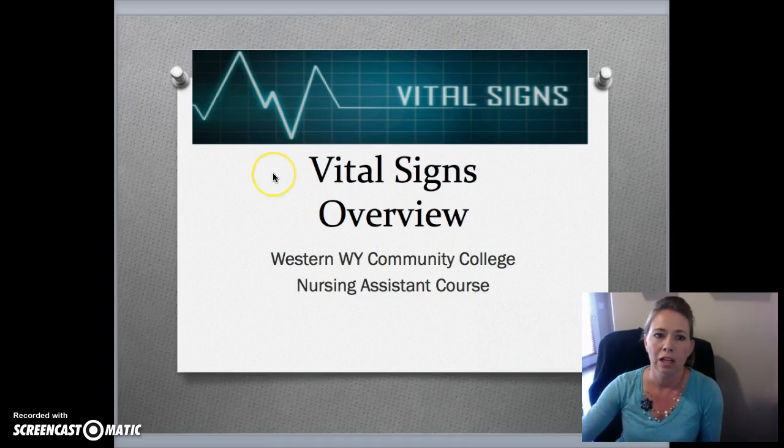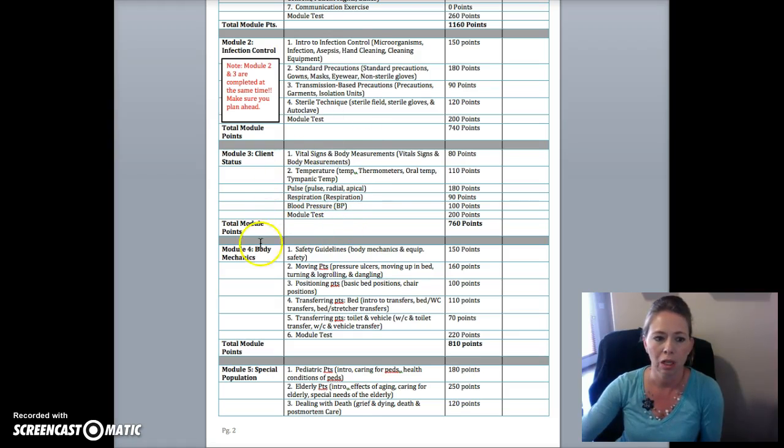So, client status mainly encompasses, if you notice, click over here. Client status is your vital signs module and body measurements, your temperature, pulse, respiration, and blood pressure, and then, of course, you'll have your module test. The whole unit is 760 points.